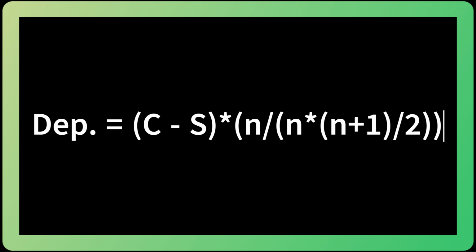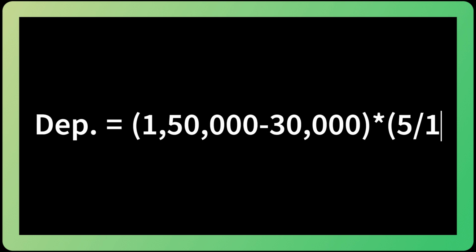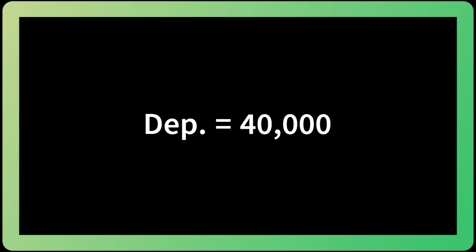For example, if a company purchases a piece of equipment of 1,50,000 rupees with a useful life of 5 years and a salvage value of 30,000 rupees, the annual depreciation expense using the sum of the year's digits method would be: Year 1, 1,50,000 rupees minus 30,000 rupees multiplied by 5 divided by 15 equals 40,000 rupees.